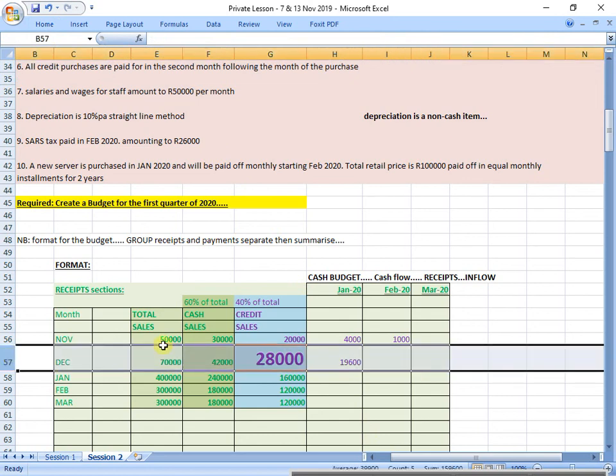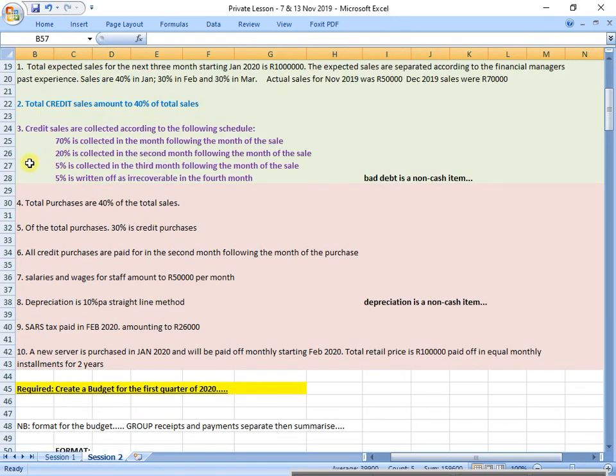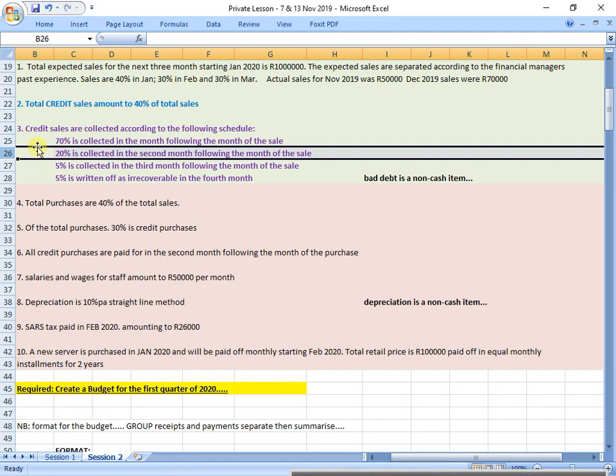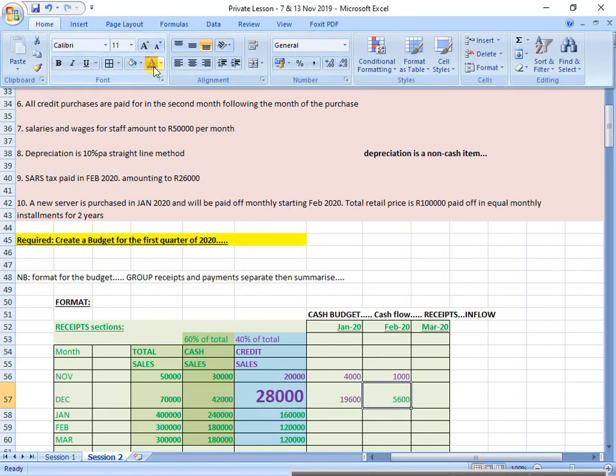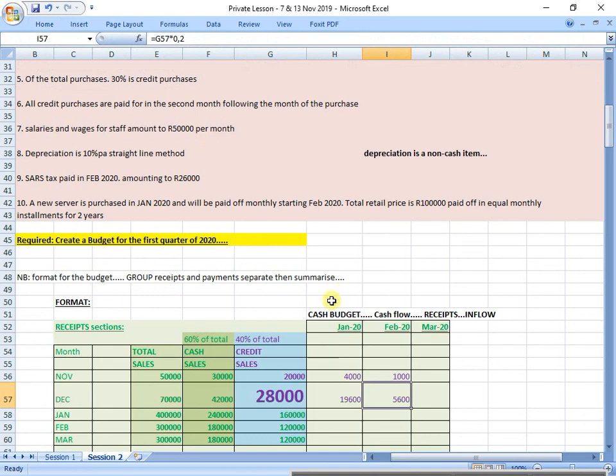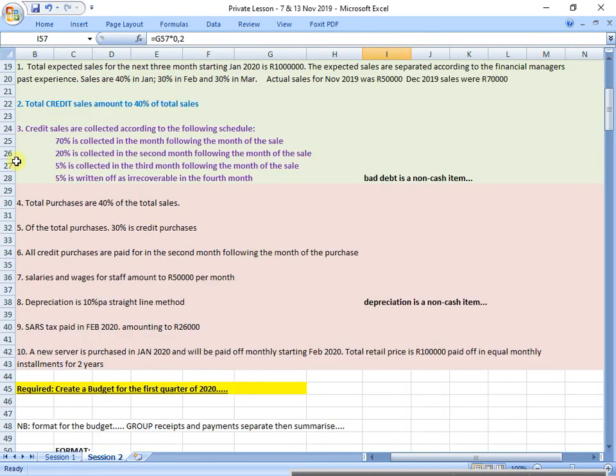I'm still looking at December. December is the month of the sale. Line number 2 says 20% of that is collected in the second month following the month of the sale. What is the second month following the month of sale? If the month of sale is December, February. How much do you collect in February? 20%. Times 20%. See that? Okay.